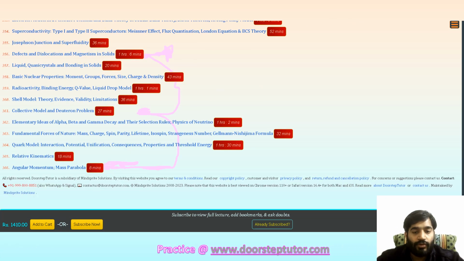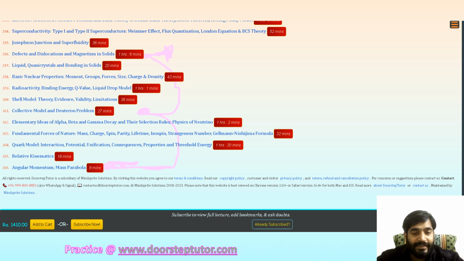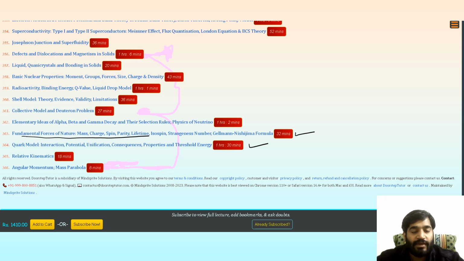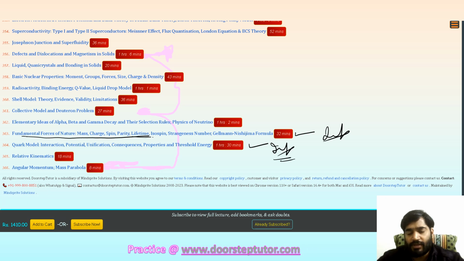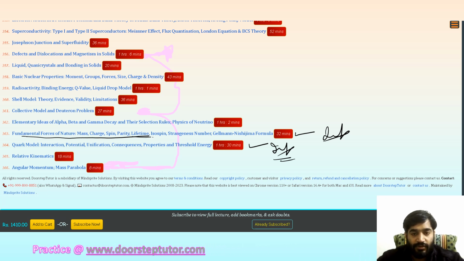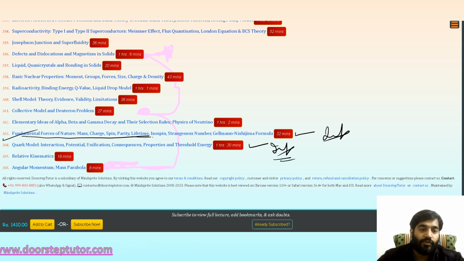And in nuclear physics, the most important things, you cannot skip. The quark model, and the fundamental forces of nature, that is mass conservation, charge, spin, and parity. All these things are very important. A 5 marks question is asked, because a 10 to 15 marks question is from nuclear physics. So they mostly focus on the fundamental forces of nature, that is mass, charge, and spin parity. This is important. Then the quark model is important here.